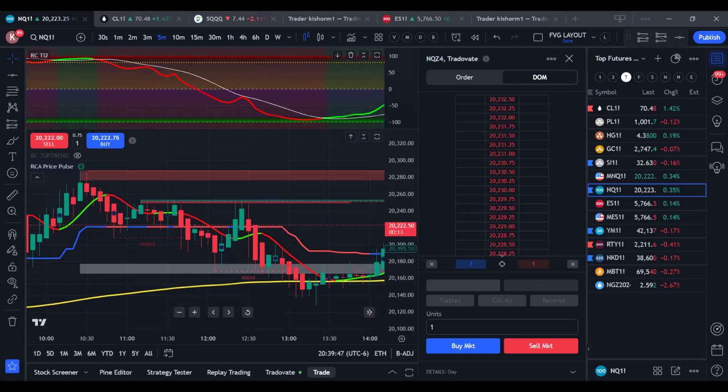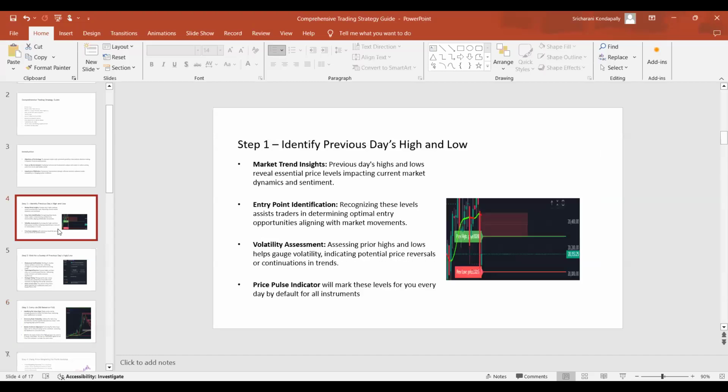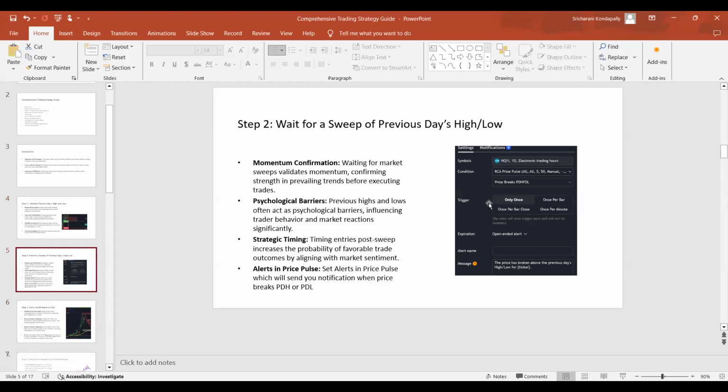So what you need to do is wait for the right entry via order block retest or the fair value gap retest. So wait for that. This is step number one: identify the previous day high and previous day low. Step number two, you wait. Put an alert so whenever it breaks a high or low, you will receive a notification.